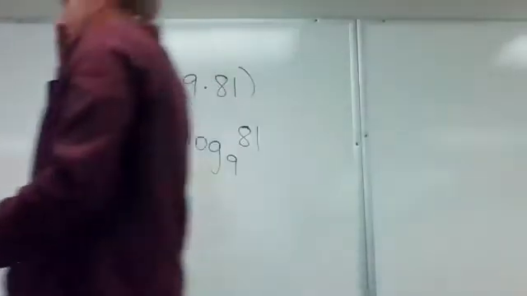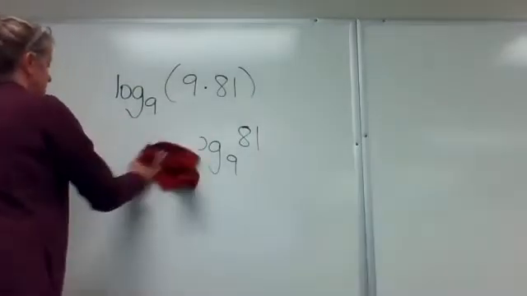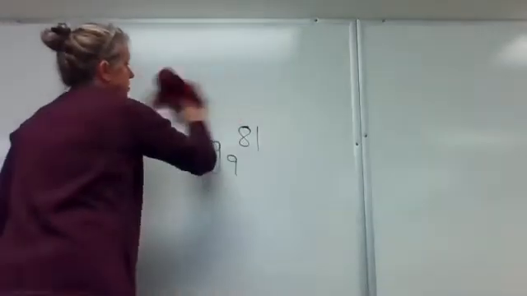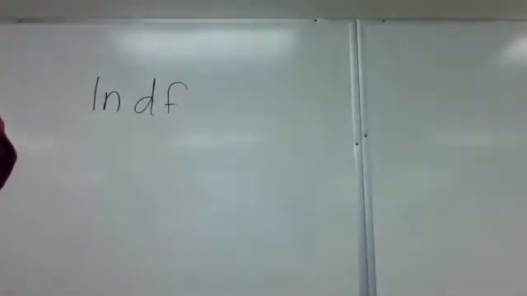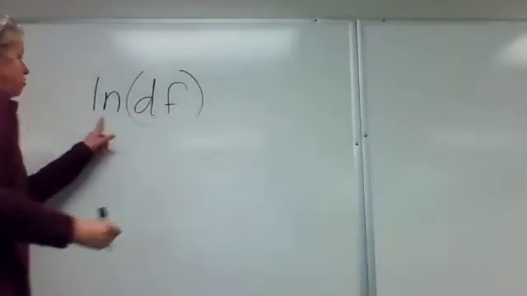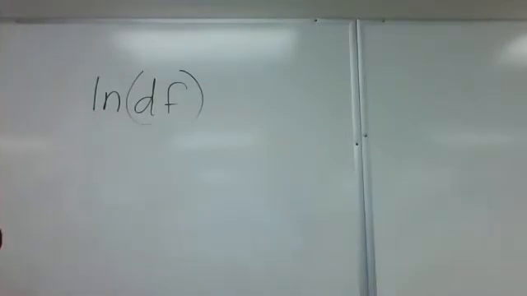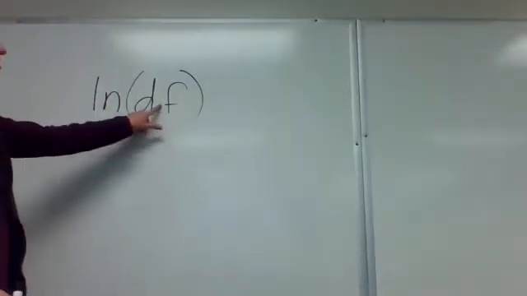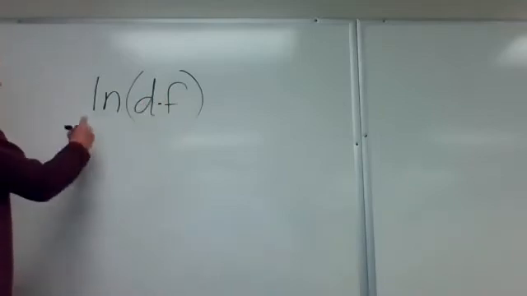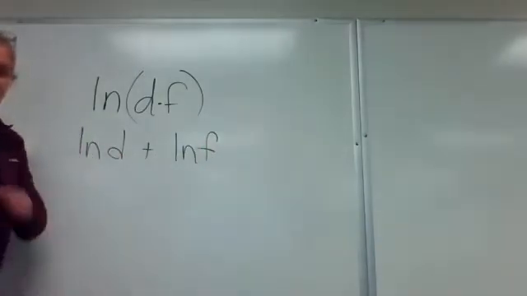Okay. All right, number 2. Okay, same kind of thing. Now remember, this is also just another way to write. This is called the natural log. It's log base e, but it's still a log. Okay, so on this one, I'm going to rewrite this one as the sum. Since that's times right there, I'm going to have ln of d plus ln of f.